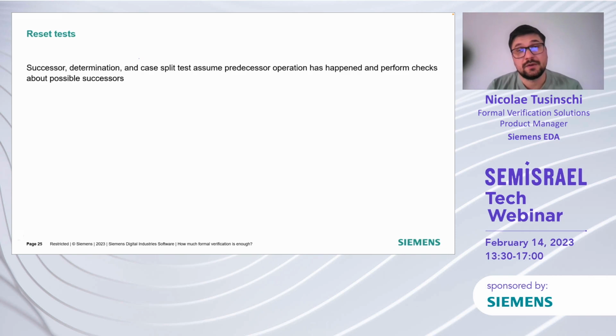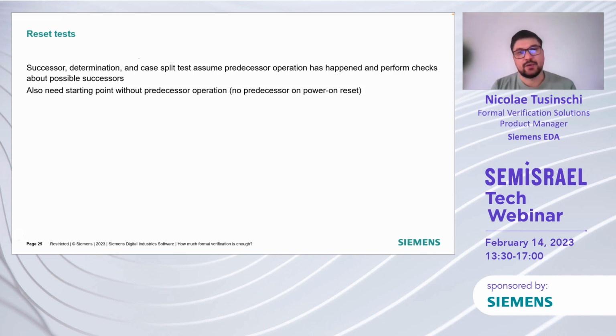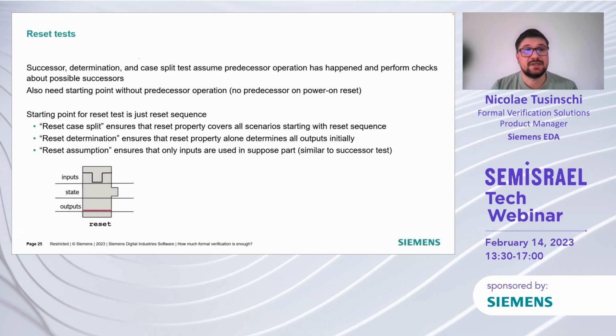But you wonder, okay, I mentioned a couple of times that there is a predecessor. So successor, determination, and case split tests assume there is a predecessor operation that has happened and perform checks about possible successors. But we also need a starting point where we don't have a predecessor, and this is the reset. So there is no predecessor on power on reset. Therefore, the starting point for reset test is just the reset sequence.